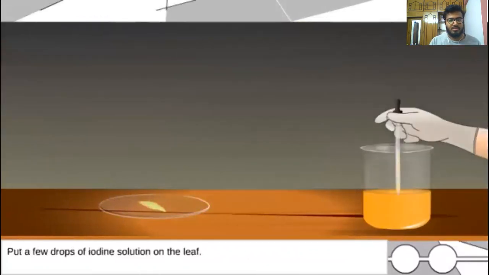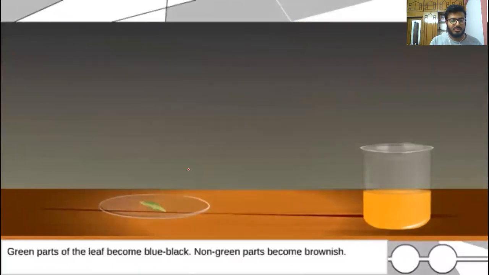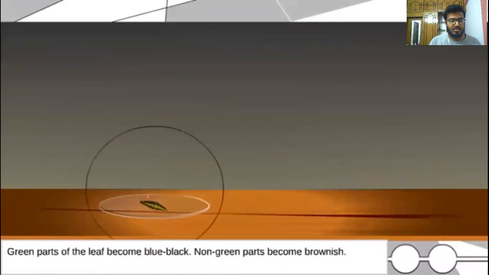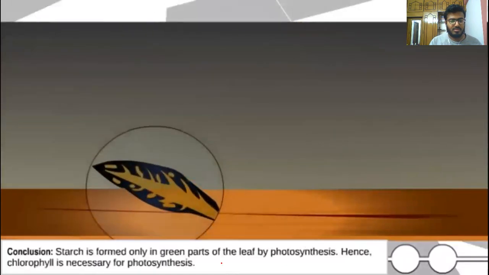Spread the leaf on a watch glass. Put a few drops of iodine solution on the leaf. Green parts of the leaf become blue-black. Non-green parts become brownish. Conclusion: starch is formed only in green parts of the leaf by photosynthesis. Hence, chlorophyll is necessary for photosynthesis.